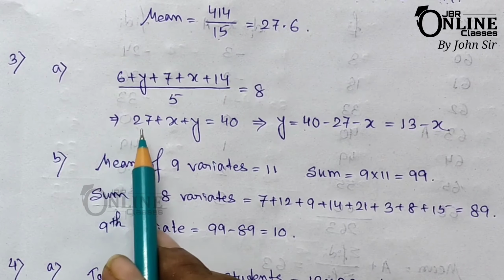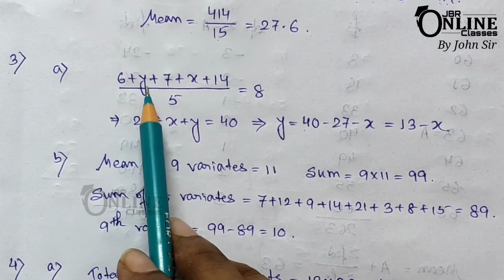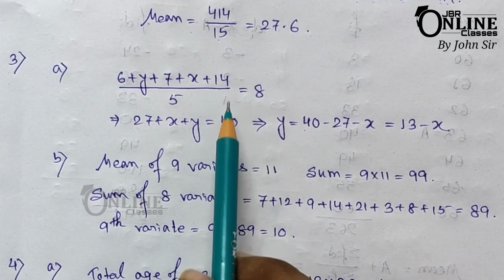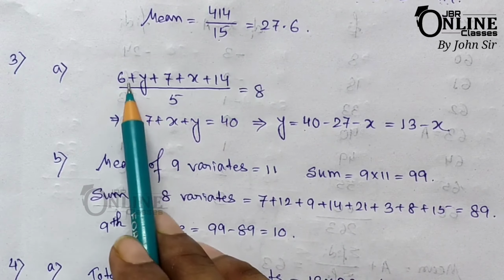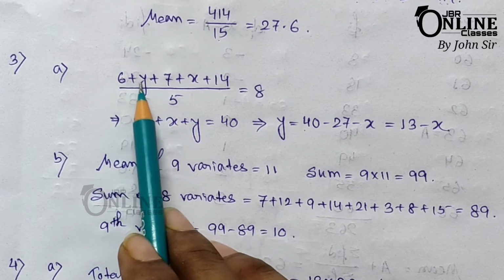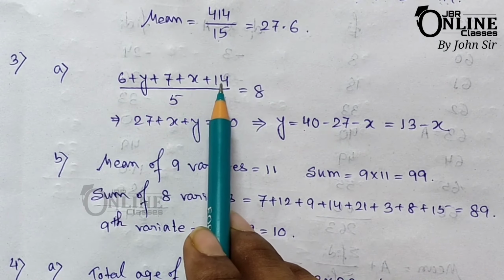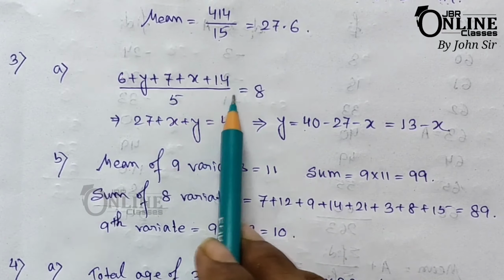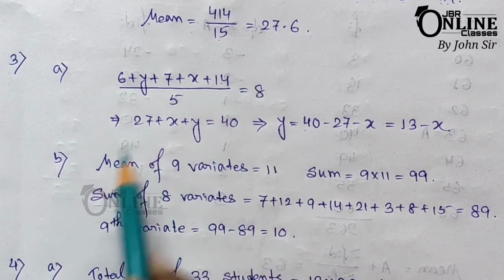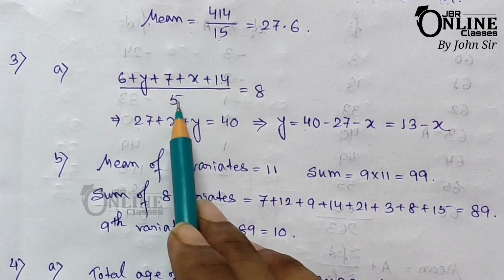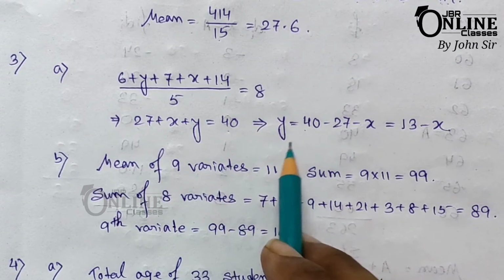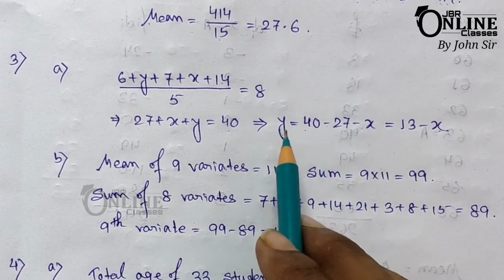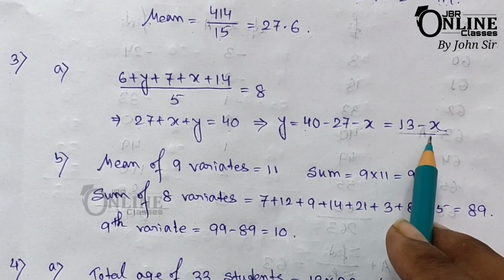Sum number 3. The mean of the numbers 6y, 7, x, 14 is 8. Then express y in terms of x. So here the sum of the numbers 6 plus y plus 7 plus x plus 14, and it's divided by 5, as there are total 5 numbers, so that equal to 8. It's given 8 is the mean. So here 27 plus x plus y equal to 8 into 5, 40. So y equal to 40 minus 27 minus x, and that equal to 13 minus x. So here y equal to 13 minus x is the answer.